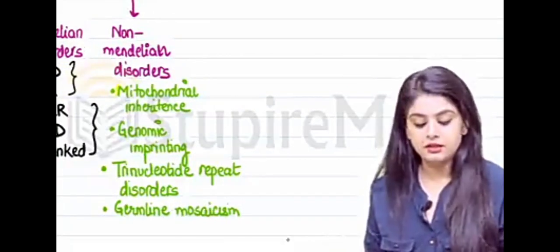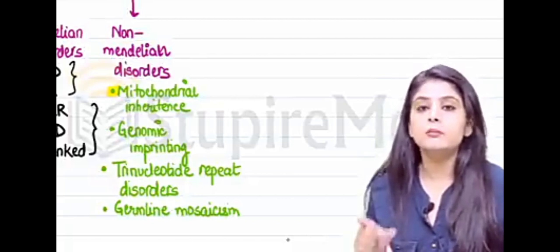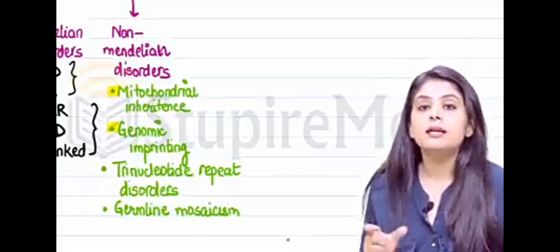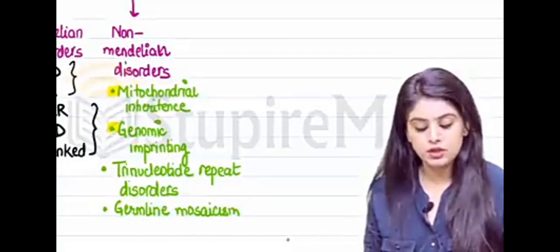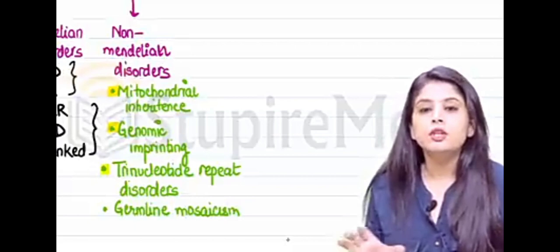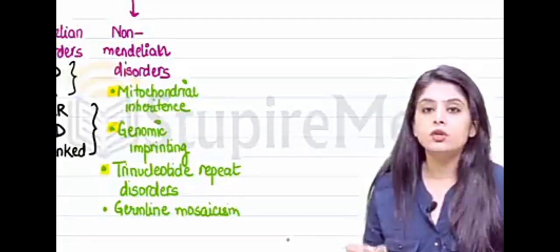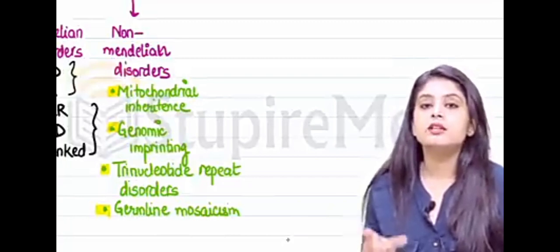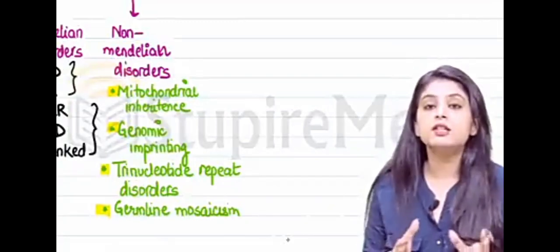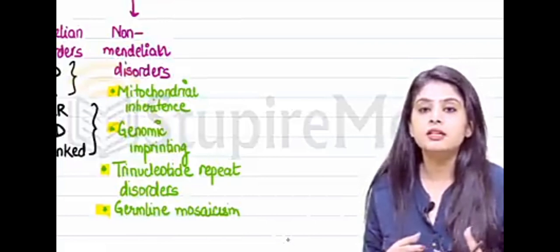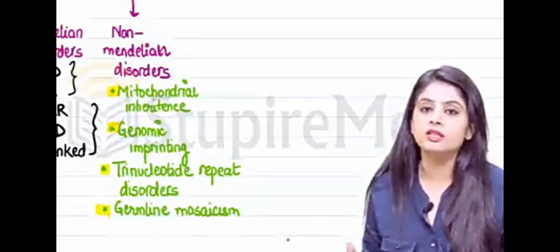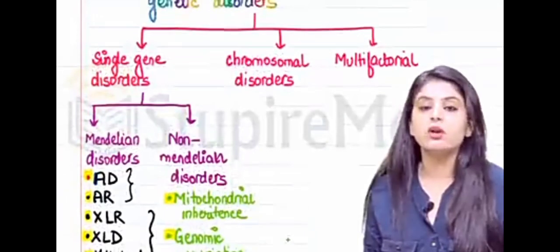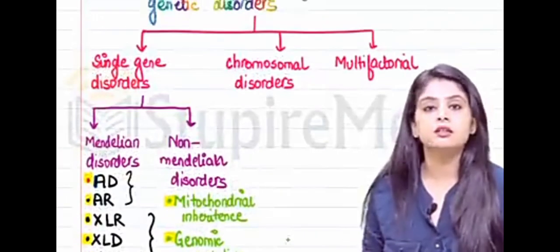That is something to do with mitochondrial DNA, mitochondrial inheritance. Something to do with a new term called imprinting, that is genomic imprinting. Something to do with the nucleotides known as trinucleotide repeat disorders. And some new terms like germline mosaicism. So these are the newer terms which students are less familiar with and are more favorites nowadays in all the exams. So all of these students, whether Mendelian or non-Mendelian, were under single gene disorders.